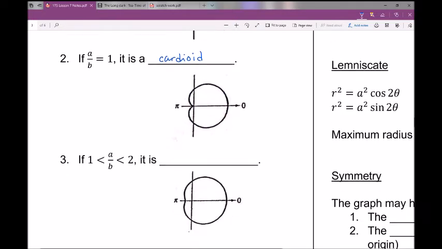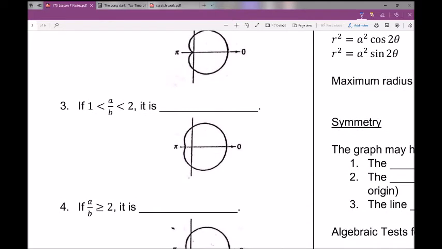Now, if A over B is between 1 and 2, then we call it dimpled. And that comes from this little area right here. It's not a full-on point like the last one, so it's not doing this, but it still has a little bit of a curve to it like that. Okay, so that's a dimpled limacon.